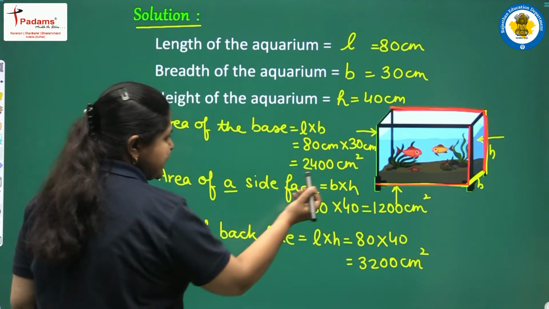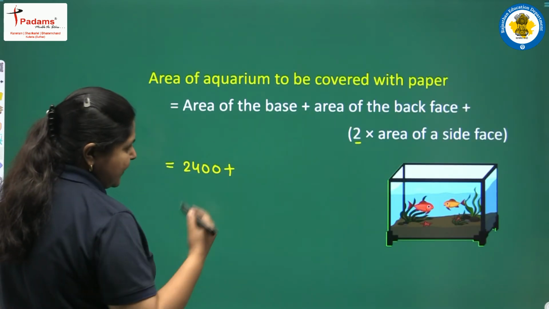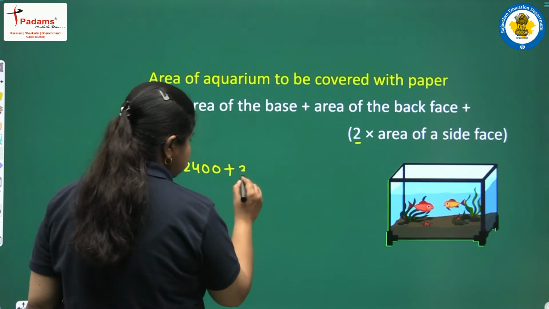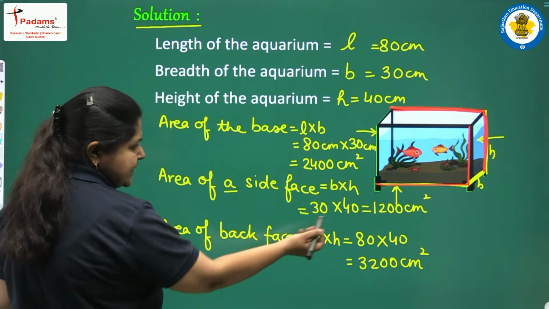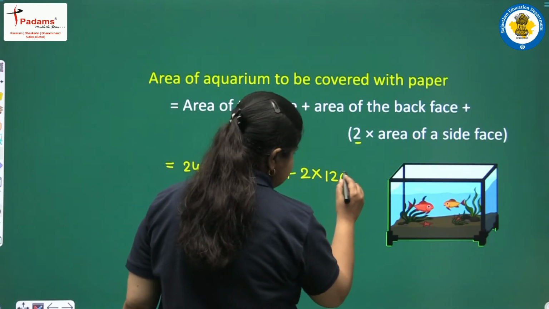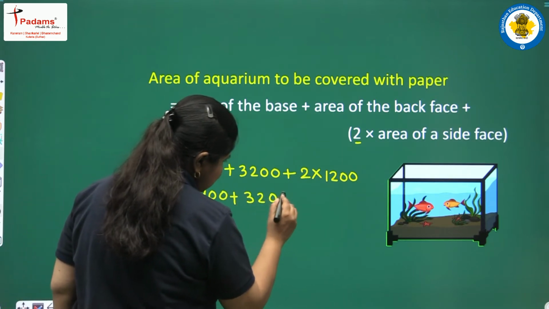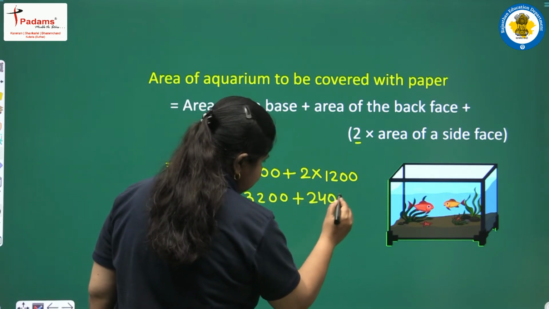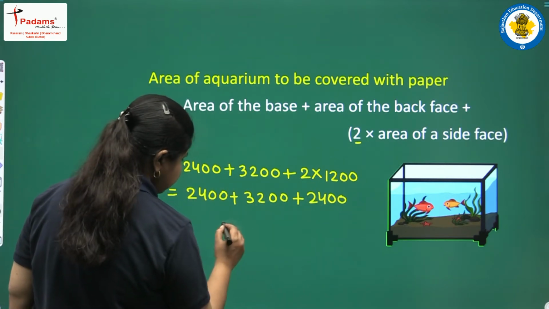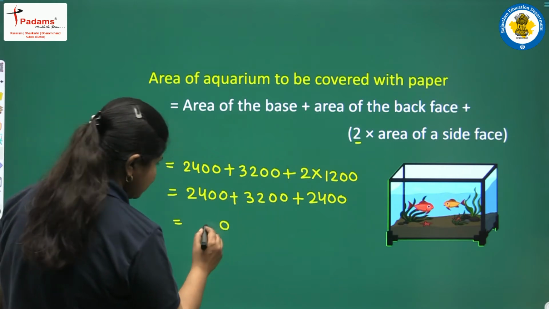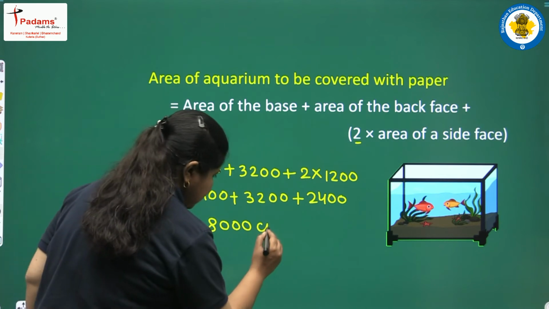Area of the base, it is 2400. So 2400. Then area of the back face, it is 3200. So 3200 plus 2 times the area of a side face, it is 1200. So 2 into 1200. Now this will be 2400 plus 3200 plus here we will have 2400. 2 into 12 is 24. Now add up 4, 5, 6 and 4. It will be 10, 1 carried, 3 and 3, 6 and 2, 8. And then 2 zeros at the back. So we have 8000 centimeter square.